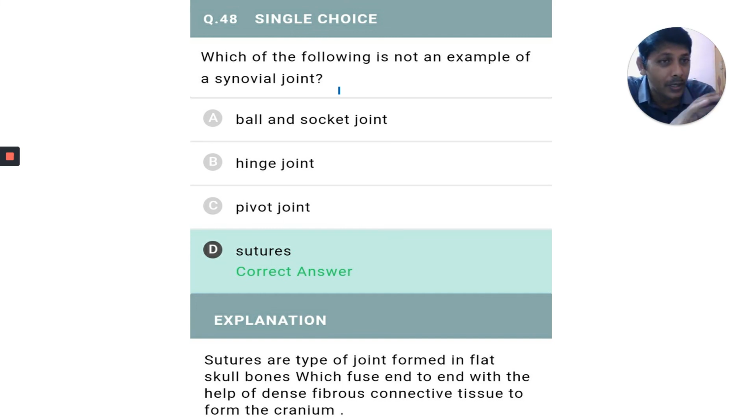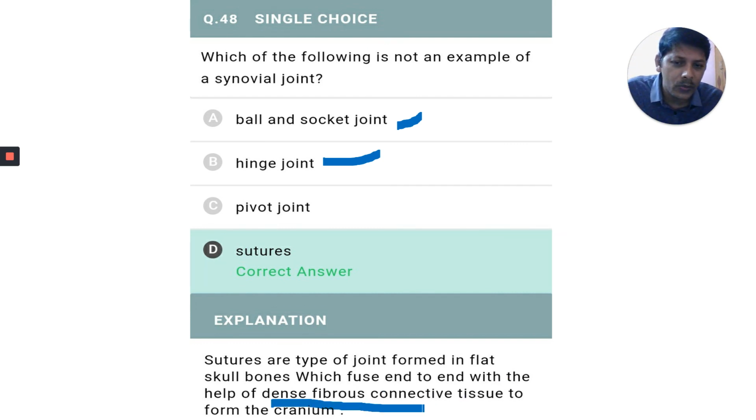Which of the following is not an example of a synovial joint? Ball and socket joint is a synovial joint. Hinge joint is a synovial joint. Pivot joint is also a synovial joint. Sutures, they are not. Sutures are a type of joint formed in the flat bones which fuse end to end with the help of dense fibrous connective tissue to form the cranium.